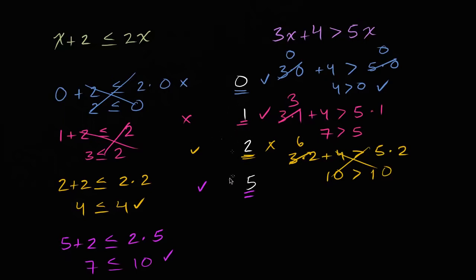We're just testing out a few numbers, and for this left one, 0 and 1 didn't work, 2 and 5 did work. Now this right one, 0 and 1 worked, 2 didn't work. Let's see what 5 does. So in order for 5 to satisfy it, we're going to try x being 5, 3 times 5 plus 4 needs to be greater than 5 times 5. 3 times 5 is 15, 15 plus 4 is 19, 19 needs to be greater than 25. It is not. So 5 does not satisfy this inequality right over here. So anyway, hopefully you found that fun.